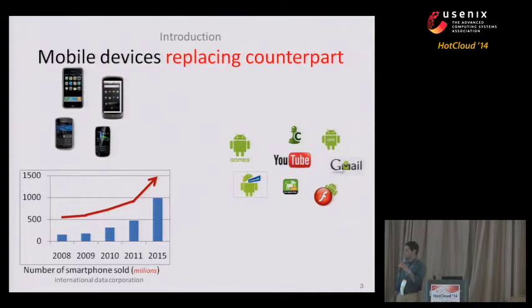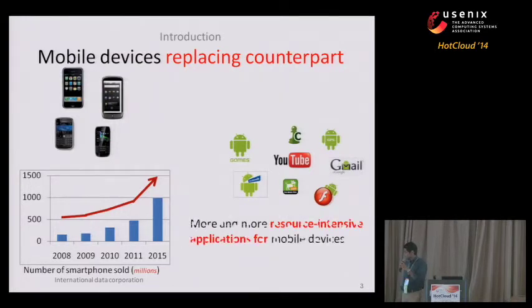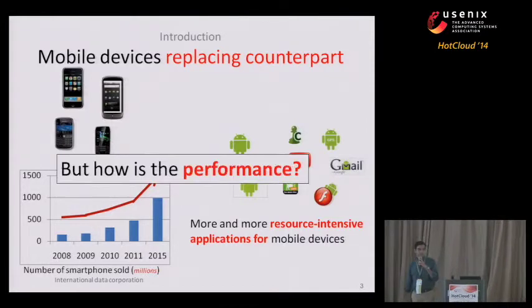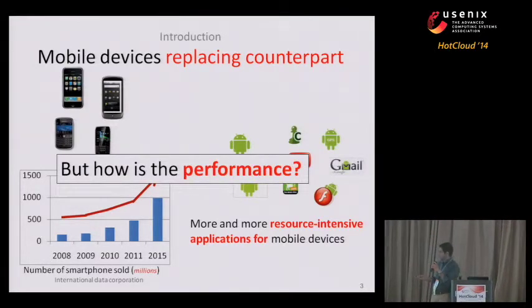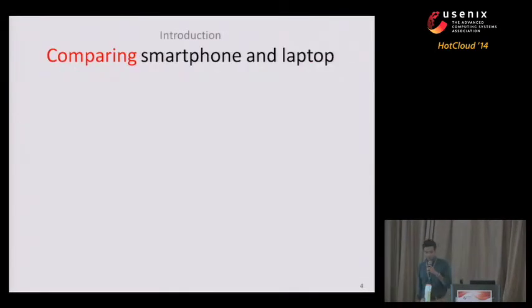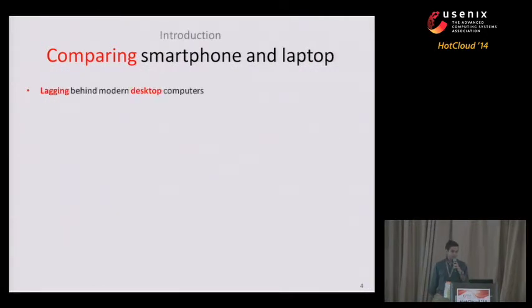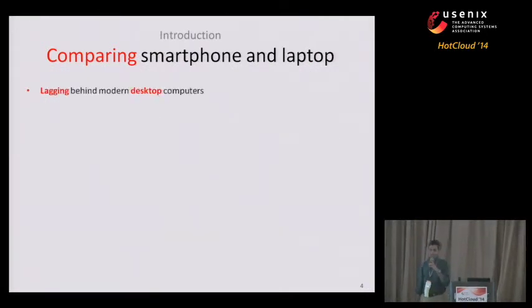People these days use their smartphone for browsing and watching videos. In addition to that, they also use their smartphone for gaming, optical character recognition, translation, these kinds of resource-intensive applications. But these applications were mainly developed for laptops and desktops, so our concern is how the performance of these applications would be on mobile devices, especially when mobile devices are lagging behind desktops and laptops.